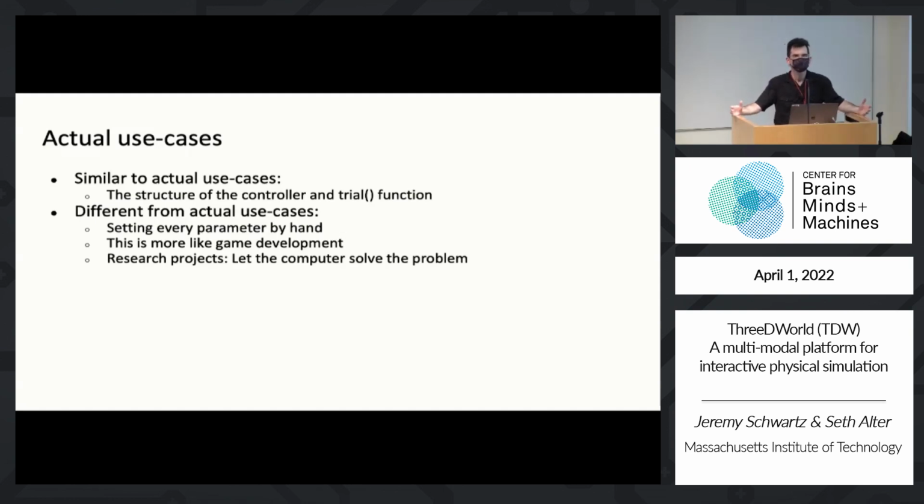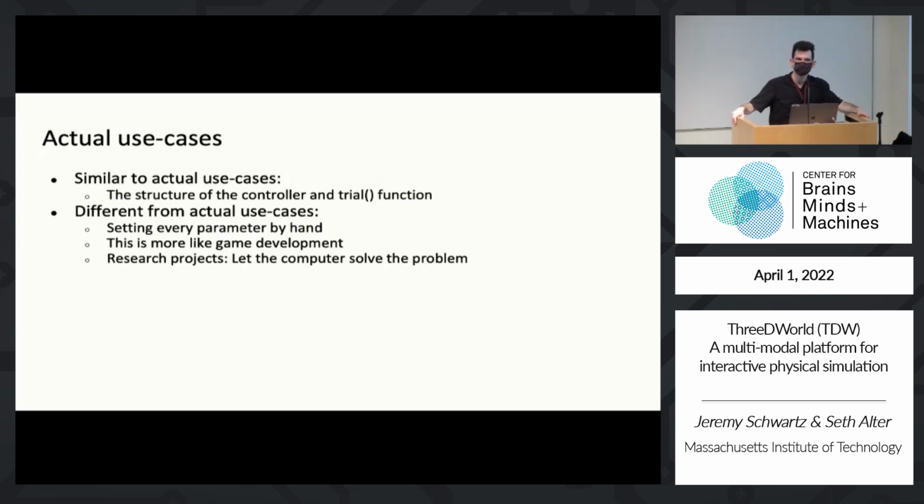In a game, which is my background, I used to be a game developer, we want to set these values very precisely in order to have this exact kind of experience for users, like setting the speed and the size of certain objects in the scene. That's not as important in a research project geared towards machine learning. In those cases, what you want to do is get the computer to set values for you.